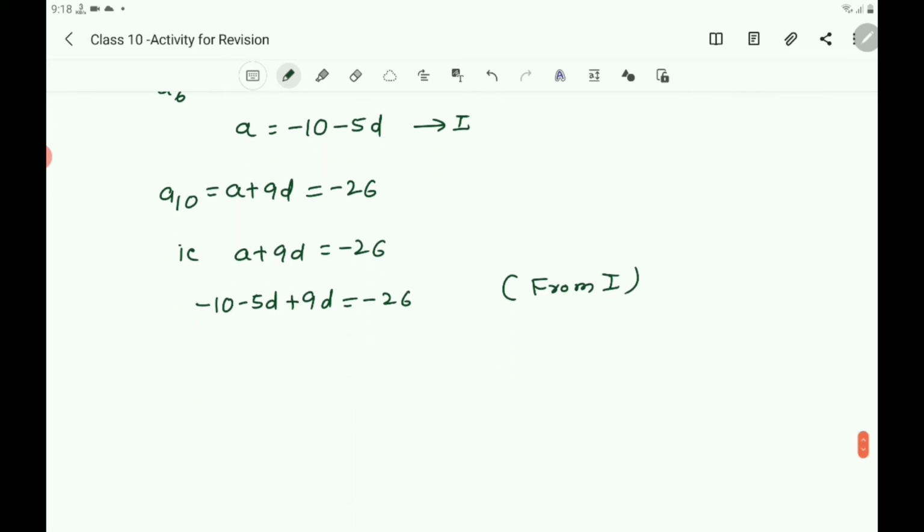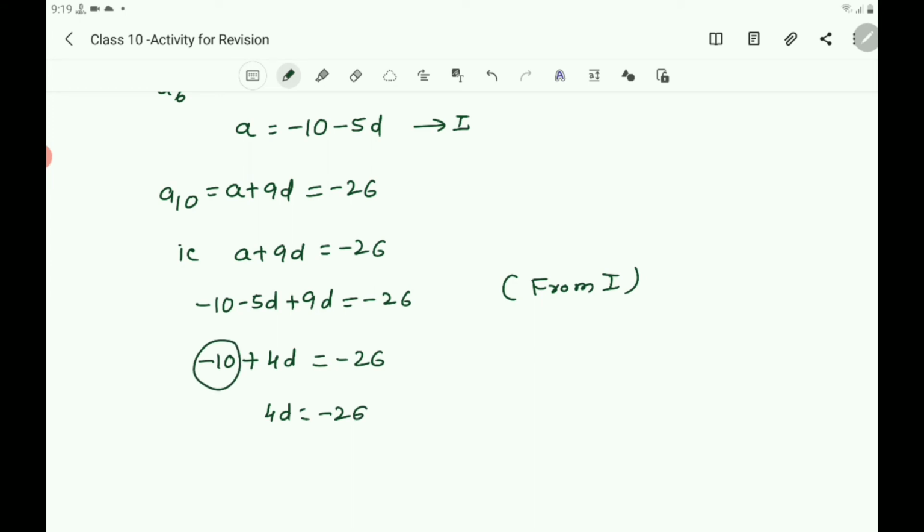Then you write minus 10 as it is, and the minus 5D plus 9D, that is 9 minus 5. 9 minus 5 is 4. So you write 4D equals minus 26. So 9D minus 5D is 4D. Then 4D equals minus 26.